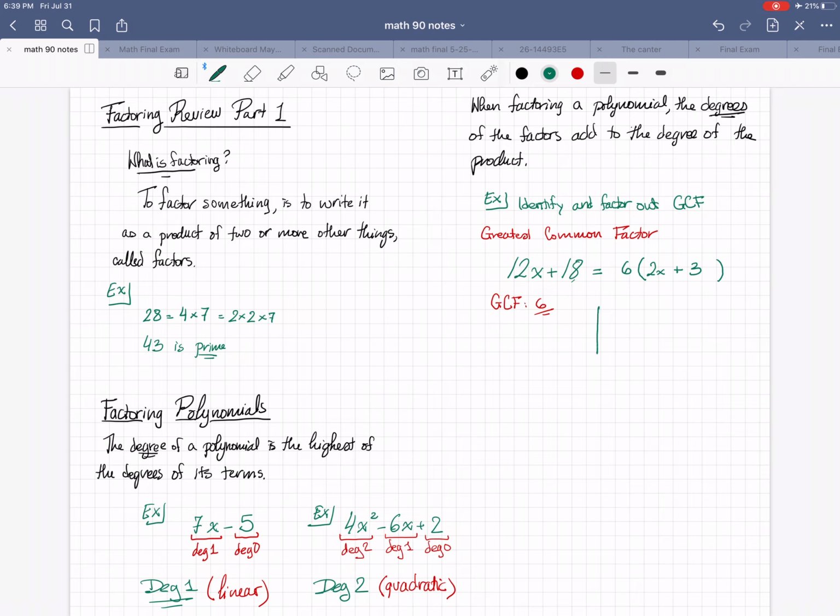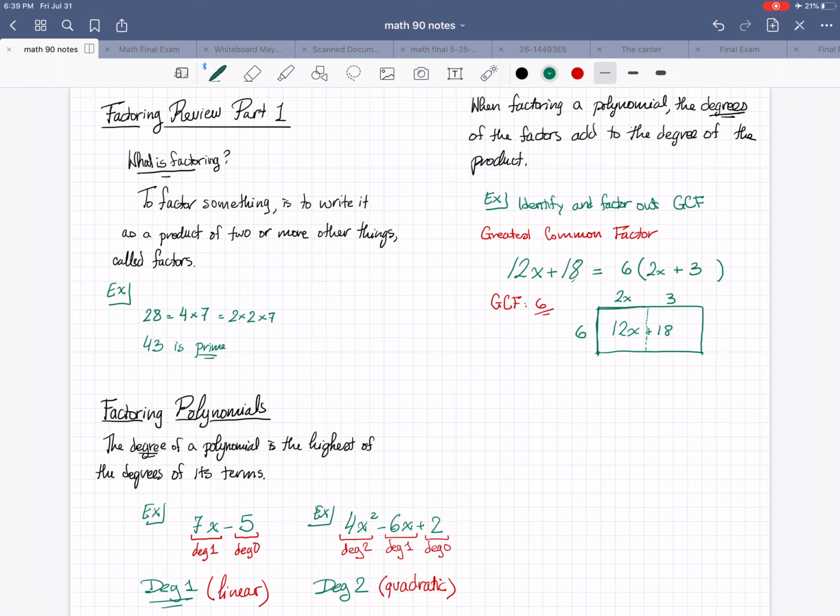A way to think about this that's a little bit more visual is to think of 12x plus 18 as the area of a rectangle. So you have some rectangle, and you know that the area of it, so the space that it takes up, is 12x plus 18. And then I'm telling you, okay, if one of the sides of the rectangle is 6, then what's the other side? So you've got your 12x and you've got your 18. 6 times what is 12x? Oh, that's 2x. And then 6 times what is 18? That's 3. So in a sense, what you're doing is you're kind of doing the opposite of the distributive property.